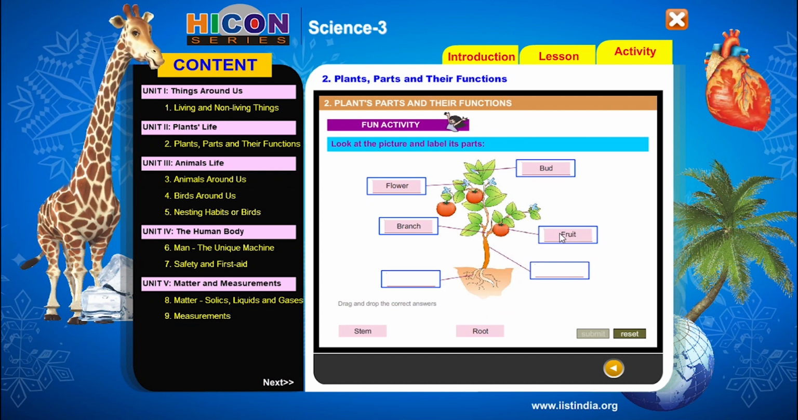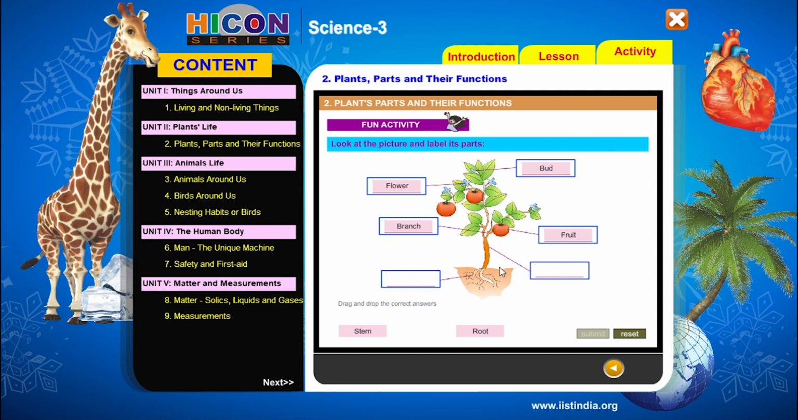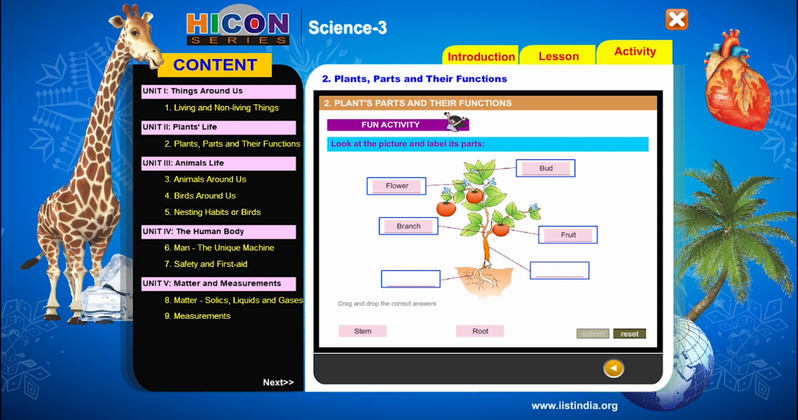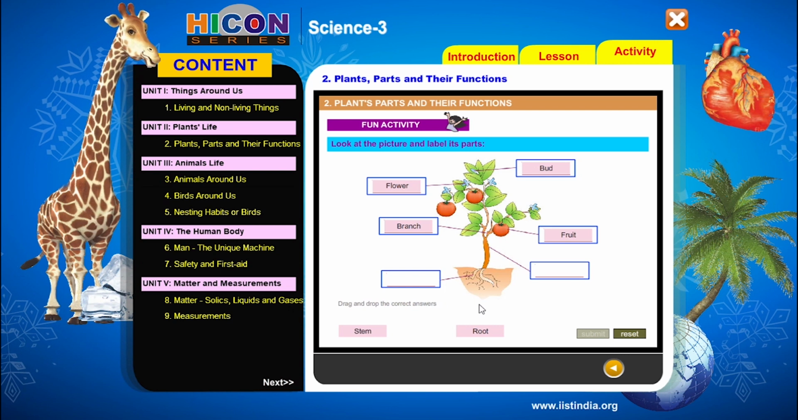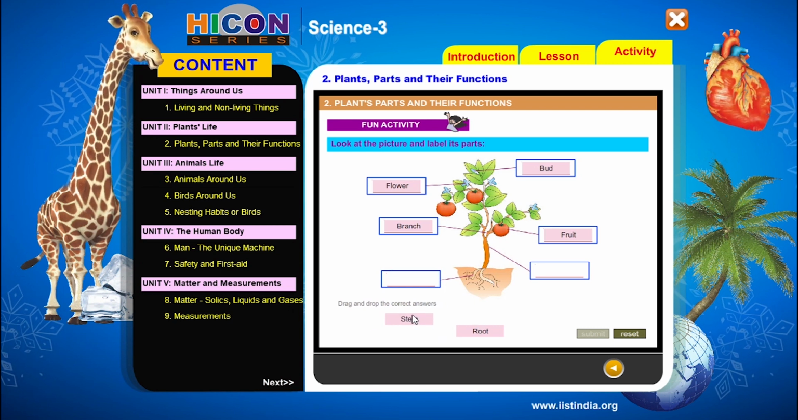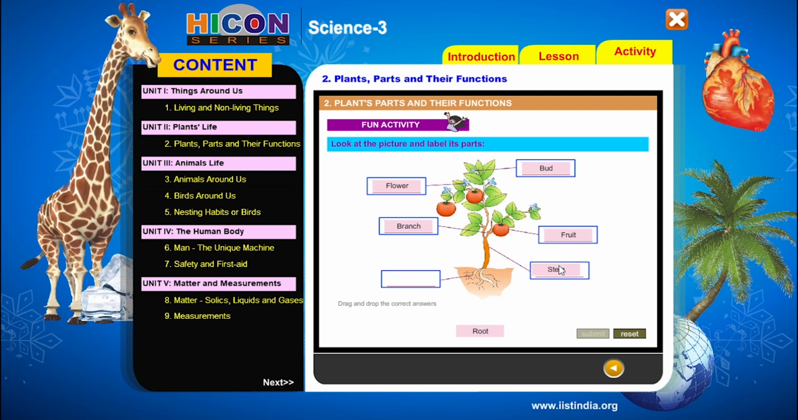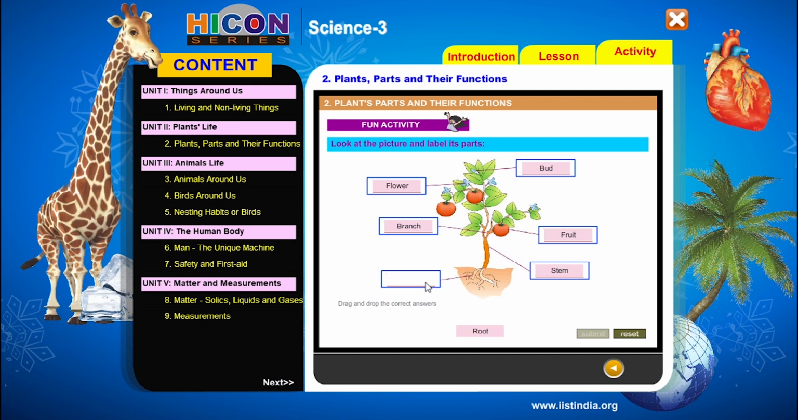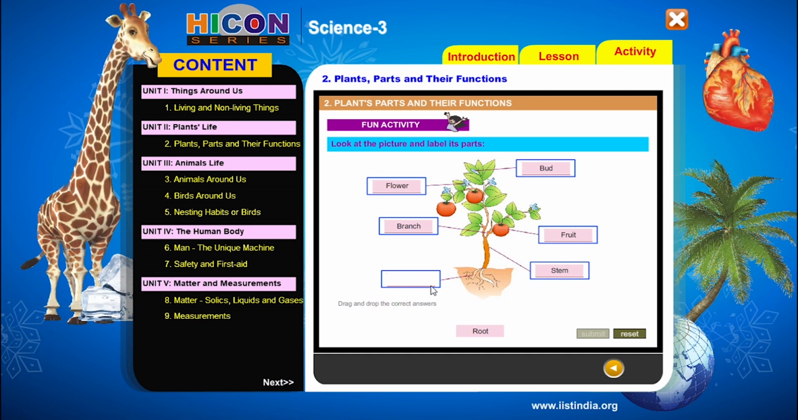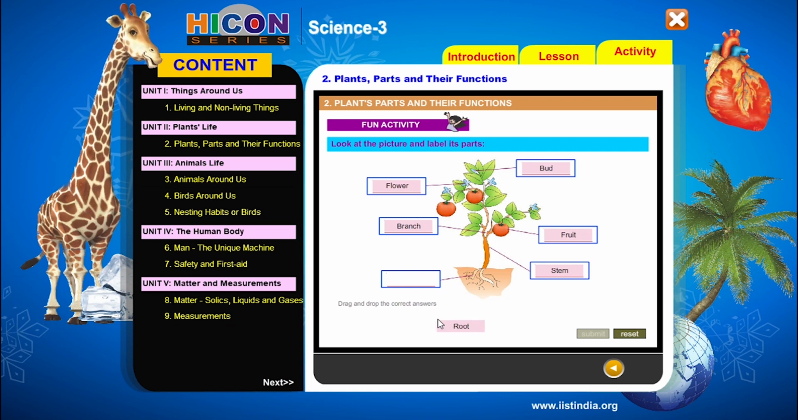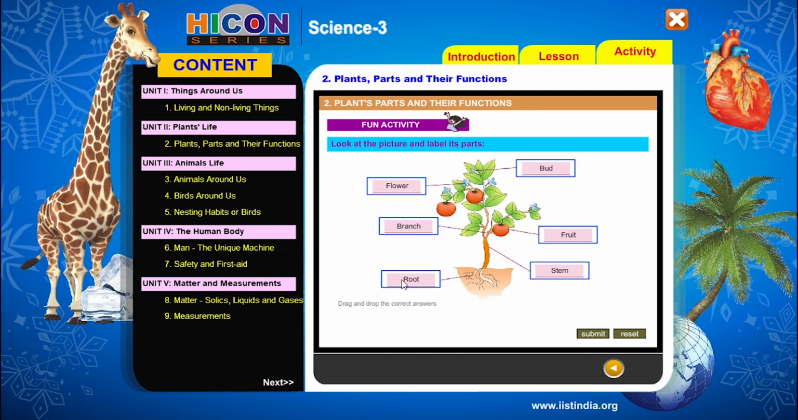And see the next one. This thin and thick part is called stem. So write stem in the box. And children, see the part which is grown in the soil. That is root. Write root here. So these are the correct parts for the given diagram. Let us see the parts once again: the bird, fruit, stem, flower, branch and root. These are the different parts of the plant.